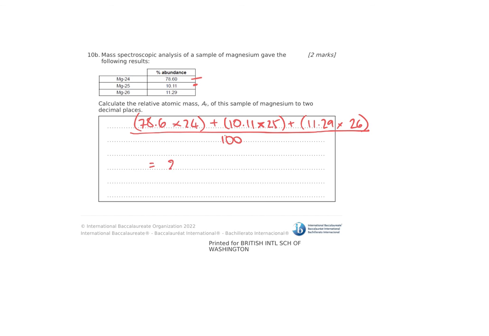So that's going to give you 24.3269. So you need to write RAM to 2 decimal places, just like your periodic table. So it'd be 24.33. Okay.